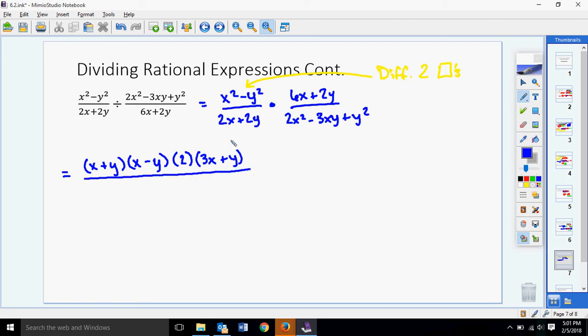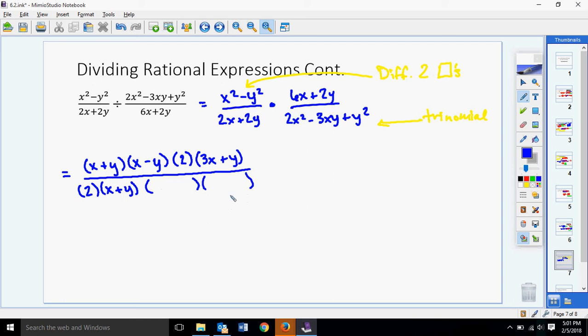Let's work on the denominator. First denominator, factor out a 2 and I'm left with x plus y. Now the second one, it looks like another trinomial. If you remember from chapter 5, trinomials get 2 sets of parentheses.